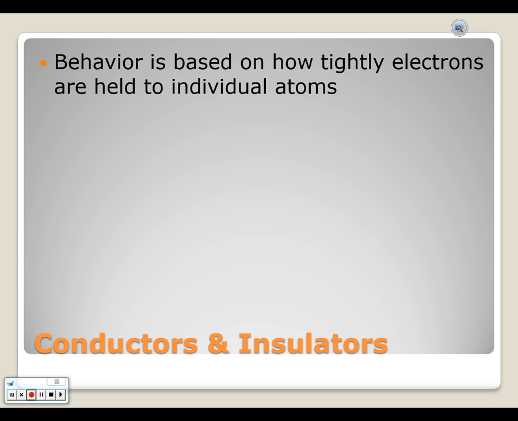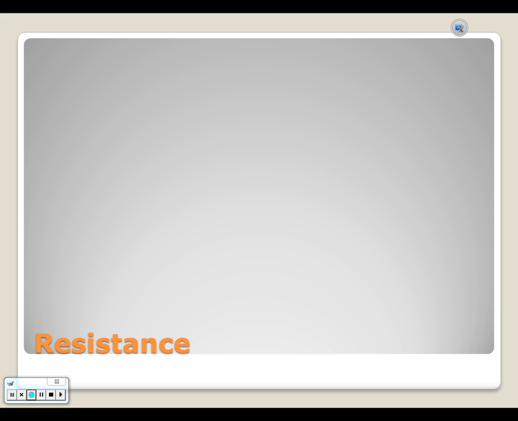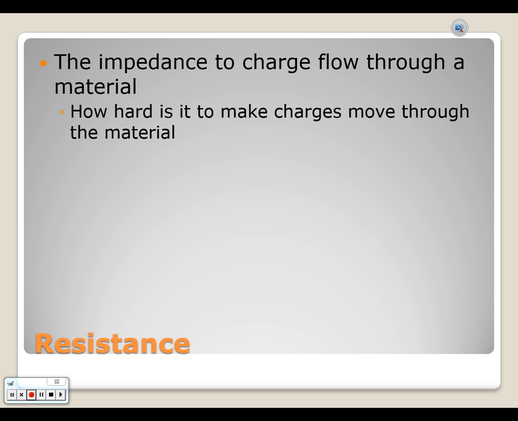How tightly we hold on to those electrons leads to our discussion of resistance. Resistance is defined as the impedance to charge flow through a material. If you want to sound smart, just bust out impedance on somebody. It basically means resistance, like making it hard. If you're impeding something, that means you're making it harder. Or in regular person words, how hard is it to make charges move through the material? That's what resistance tells us about.